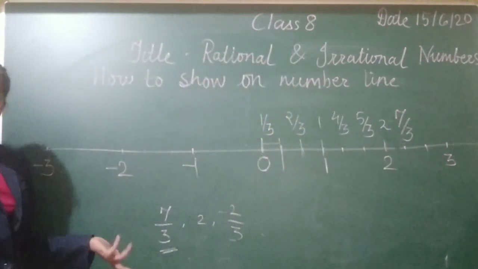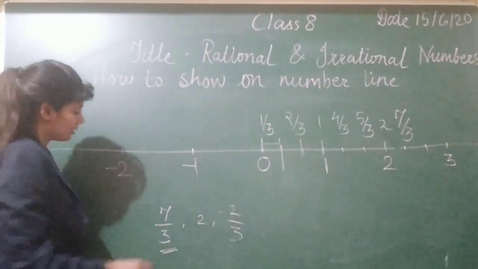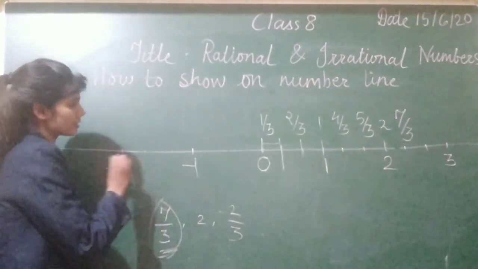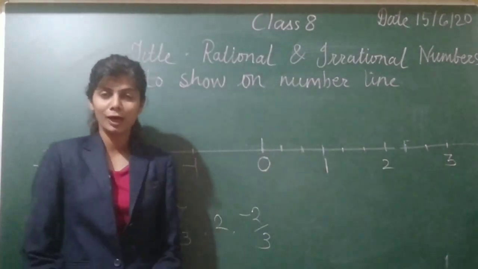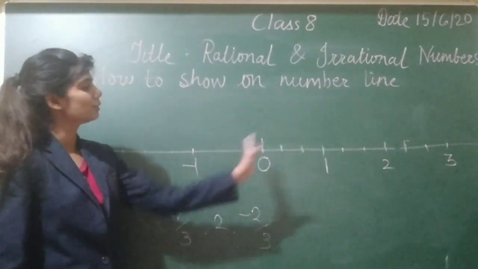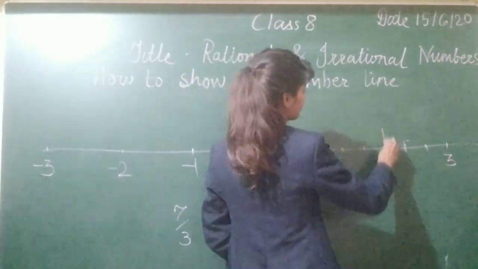And here we have done a task. We wanted to show this. Now this is 2. And you know how to denote this 2 on the number line, which is here. Right?